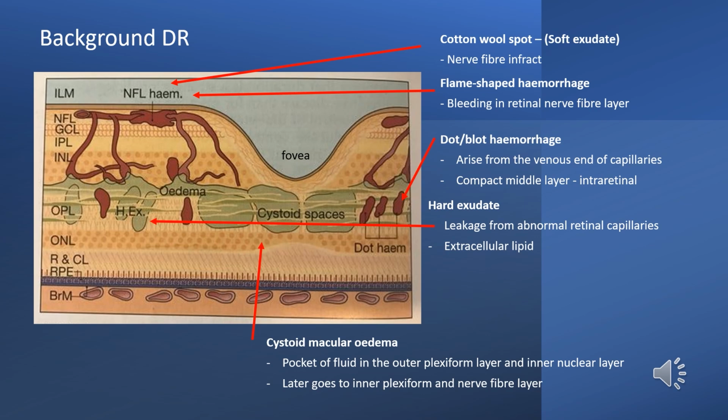Now, flame-shaped hemorrhage is more superficial. It is bleeding in the retinal nerve fiber layer, and that explains the flame shape because it is like a sort of impingement image of the nerve fibers. Cottonwool spot looks bigger, whitish, fluffy, and looks like it blocks everything underneath because it is a nerve fiber infarct, and that occurs at the superficial layer.